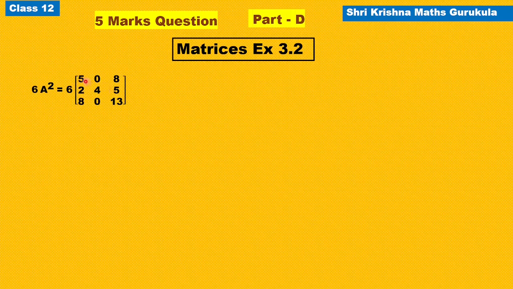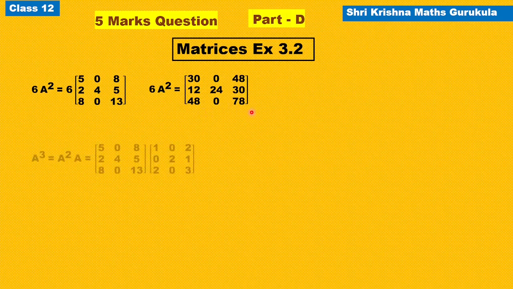So multiplying 6 to each and every element of matrix A square, that gives us 6 into 5 is 30, 6 into 0 is 0, 8 into 6 is 48. So it is 30, 0, 48. Now 6 into 2, 12, 6 into 4, 24, 6 into 5 is 30. So this is 12, 24, 30. Now 6 into 8 is 48, 6 into 0, 0, 6 into 13 is 78. So this is 48, 0, 78. This is 6a square.